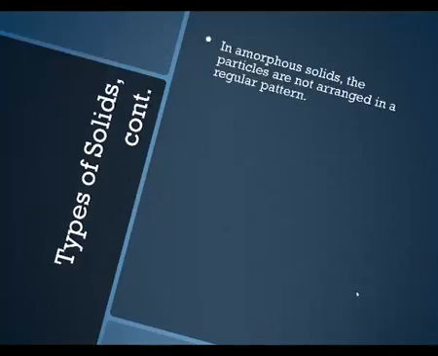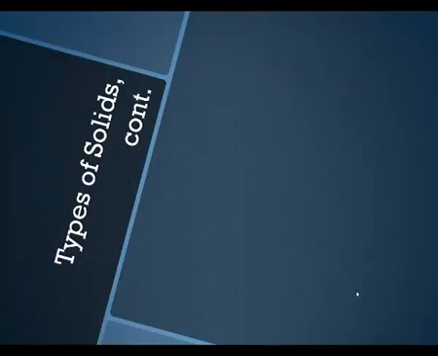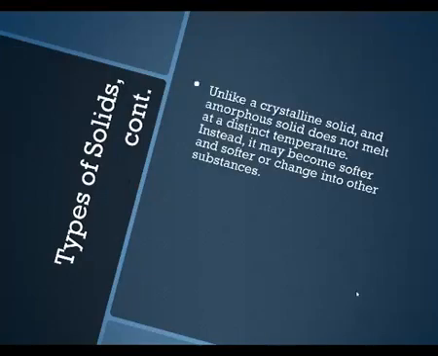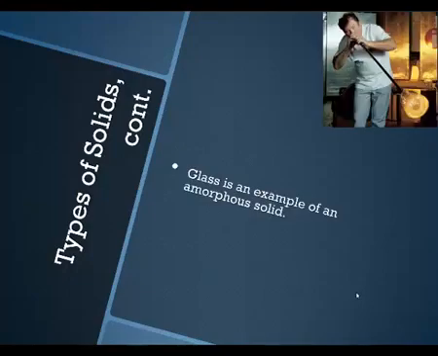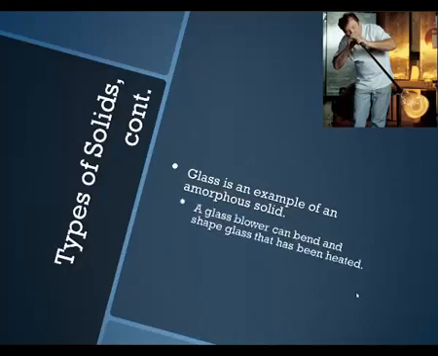Amorphous solids are the other type of solids. The particles are not arranged in a regular pattern. Unlike a crystalline solid, an amorphous solid does not melt at a distinct temperature. Instead, it becomes softer and softer, or it can change into another substance as well. Glass is an example of an amorphous solid. Glass blowers can heat glass up and it doesn't completely melt. It basically just gets softer and softer.